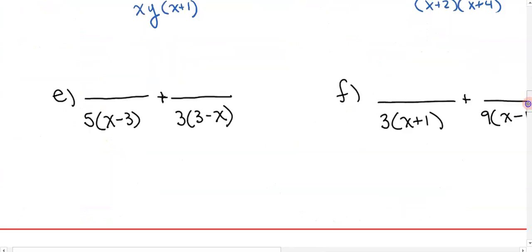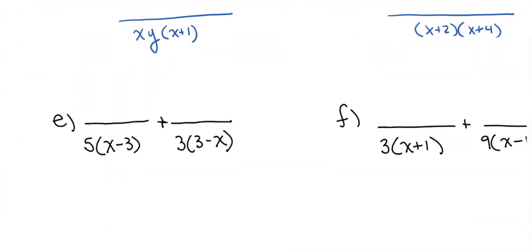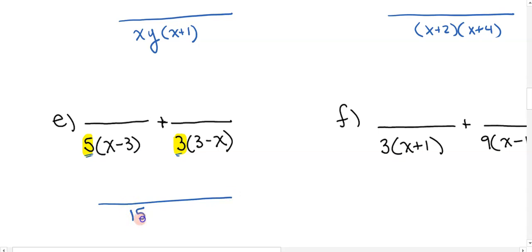Okay, let's look at E. So first, you'll notice that 5 and 3 are monomials. They are not part of a binomial or a trinomial. So when I have monomials, I just do GCFs and LCMs like I normally do. 5 and 3 can both become 15, right?